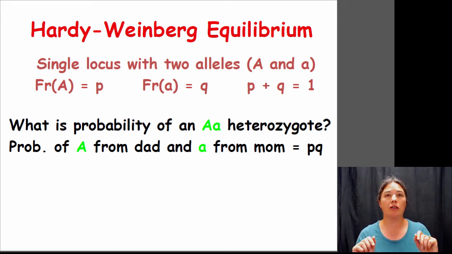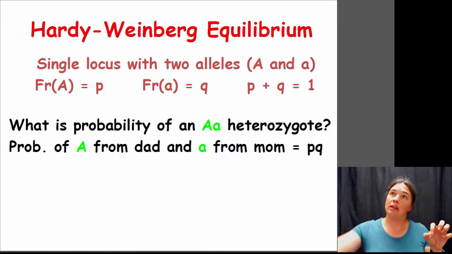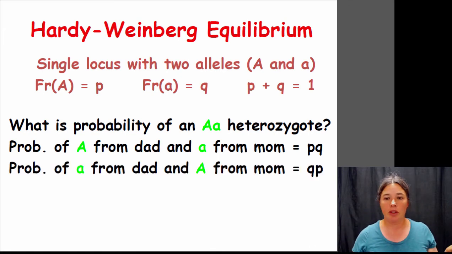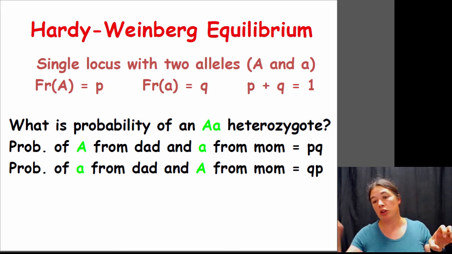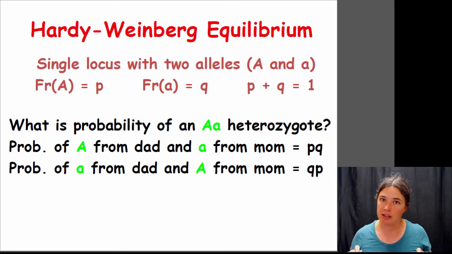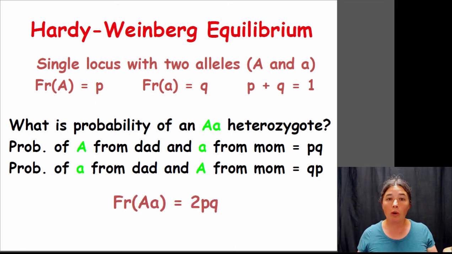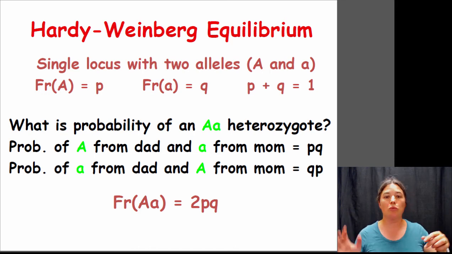Now, let's say you get the little a from dad and the big A from mom. That's Q times P, right? That's the same thing as P times Q. Doesn't matter which way you do it. And either way, you end up being a heterozygote. So you can either get it, you be PQ or QP. So with the or there, that's the addition rule. We're going to add those two numbers together. And so the total frequency of the heterozygote in the population should be 2PQ, right?